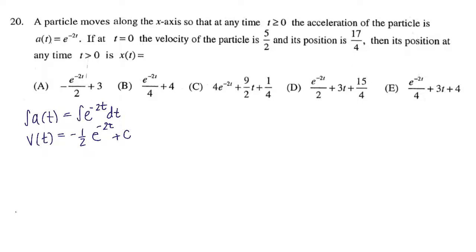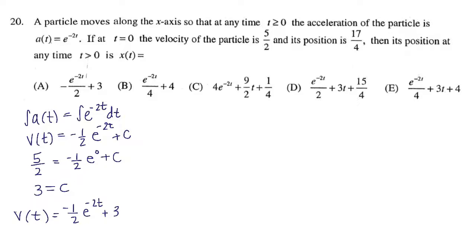Using our initial conditions, we see that at time 0, the velocity of the particle is 5/2. So I have 5/2 equals -1/2 e to the 0 power plus c. Notice when we solve this equation, we will get 3 for our constant c. Now we can go ahead and finish our velocity function. Our velocity function is negative 1/2 e to the negative 2t plus 3.